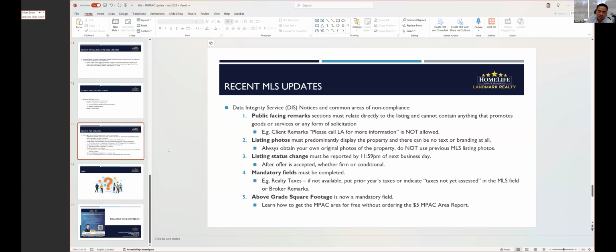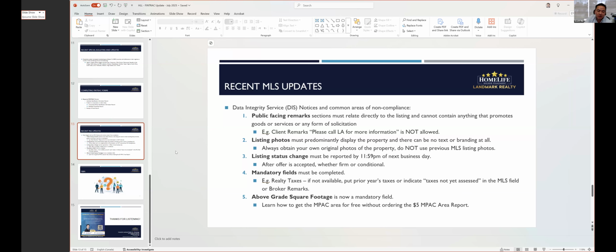Another change is listing status. So anytime you accept an offer, whether it's firm or conditional, the status has to be changed, reported by midnight of the next business day. So basically, you have one business day to update the status.